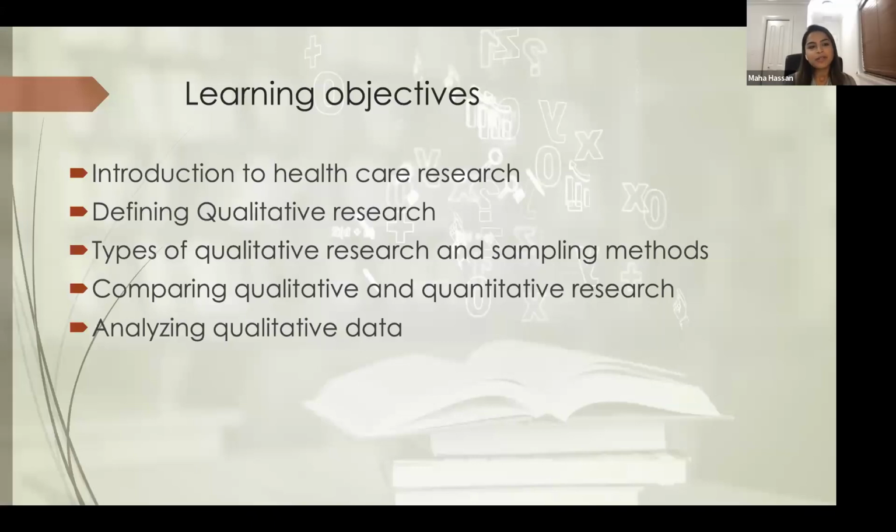So the learning objectives today are: we will give an introduction to healthcare research, define qualitative research, the types of qualitative research and sampling methods, compare qualitative and quantitative research, and analyze qualitative data. Now, before I start this presentation, I just want you to know that the purpose is just to introduce you to qualitative research and let you know how important it is.